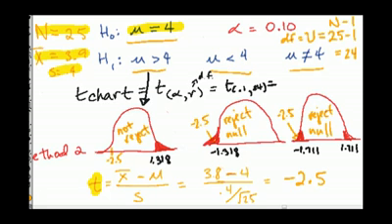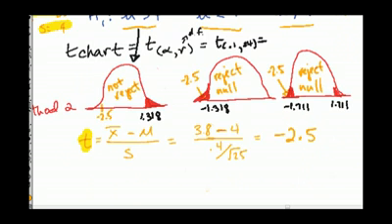Okay? So it's all about your alpha values and your degrees of freedom for these. So just practice as always. You learn how to use the t-score table, become familiar with that, and learn how to apply it.